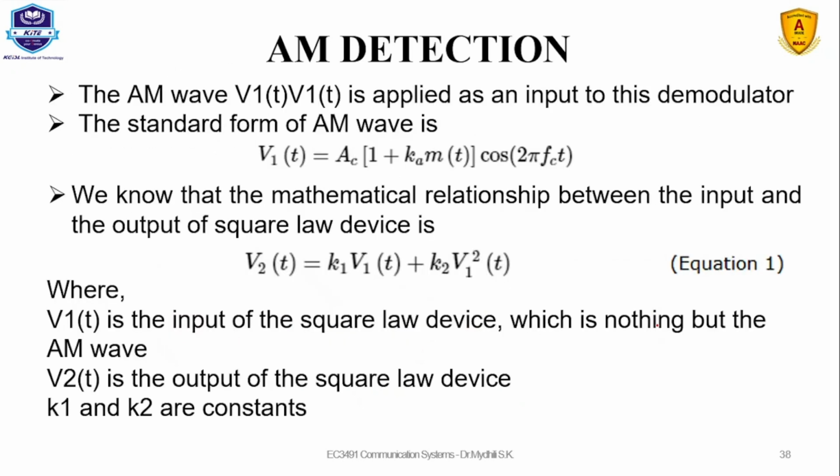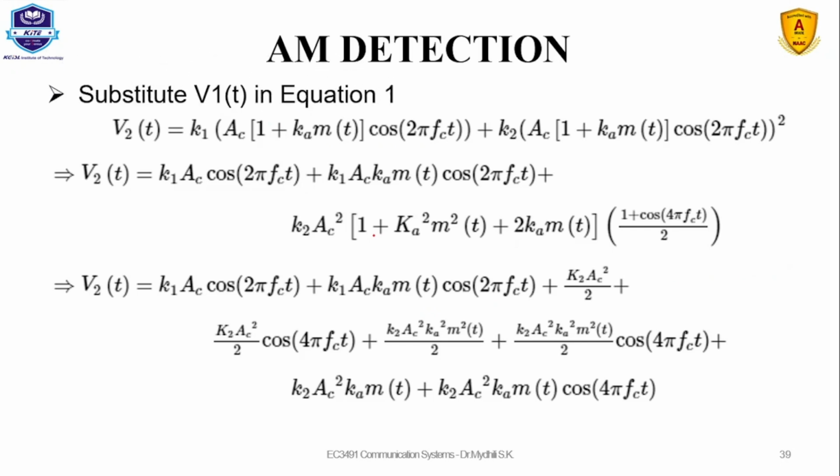Considering AM detection mathematically, how it is obtained: consider a signal V1(t) applied to the demodulator, which has the upper sideband, carrier and lower sideband. If this input is given to a square law device, based on the square law equation it is represented as a constant k1 times V1(t) plus k2 times V1 squared (t). So we stop only with the squared term. Now substituting this V1 term, we solve it to get the output.